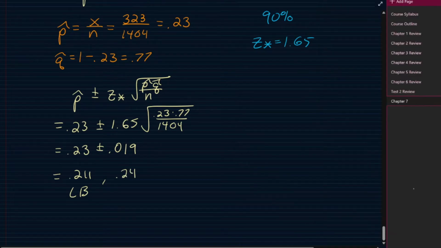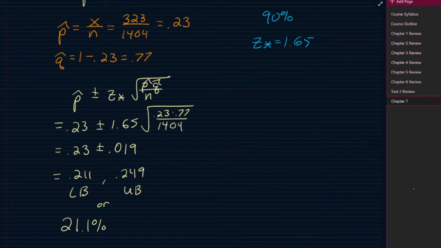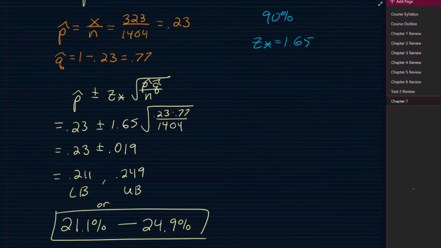Or you can write them as percentages. So it's 21.1% to 24.9% would be our confidence interval. So we would be 90% sure that the true proportion of students that used loans for their education is between 21.1% and 24.9%.